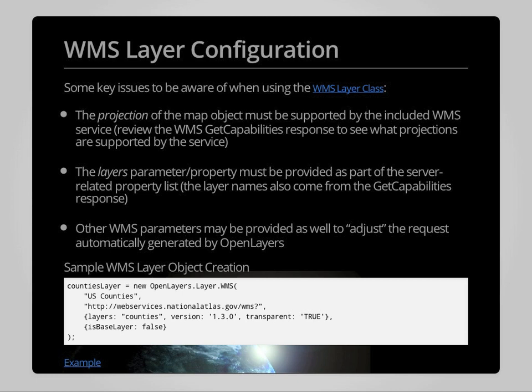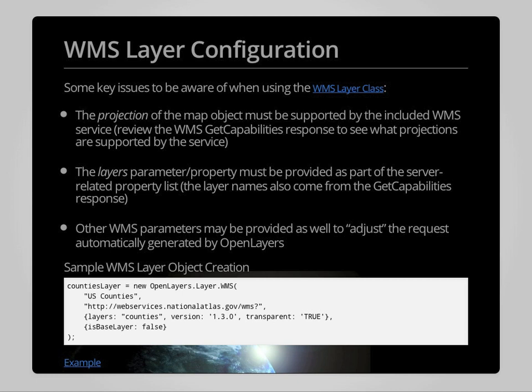You must also provide the layers parameter as a part of the server related properties for the configuration of the layer, where at the very least you have to specify to OpenLayers what layer or layers you want to be included in the WMS request. Remembering again that the layer names also come from the get capabilities response from the service.